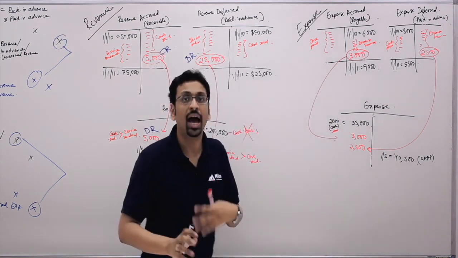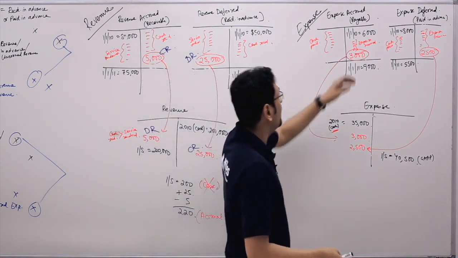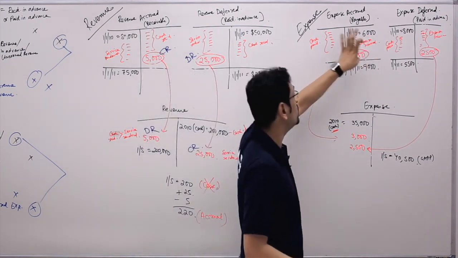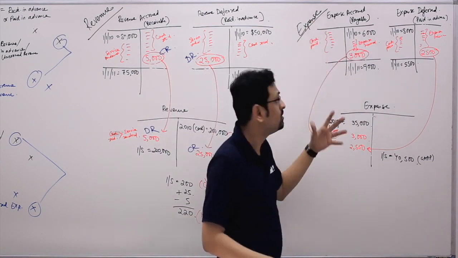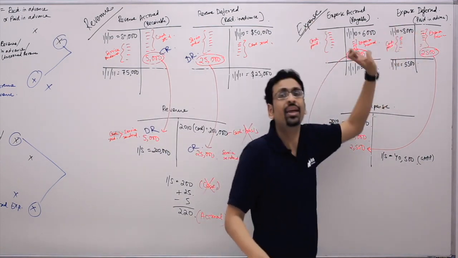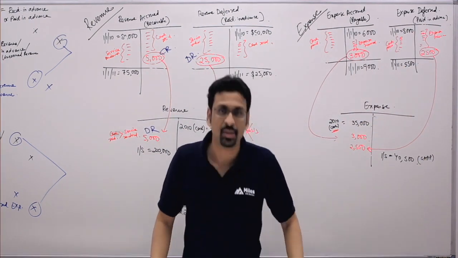Understand the concepts here. As I told you, what we are looking at is, in this case, expense incurred was in excess of cash paid, so it increases the expense. Expense incurred more than cash paid increases the expense.